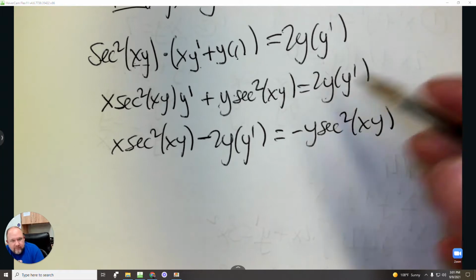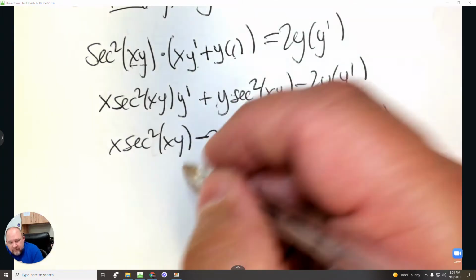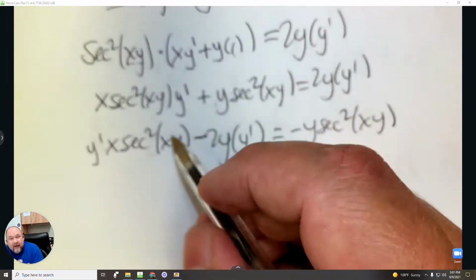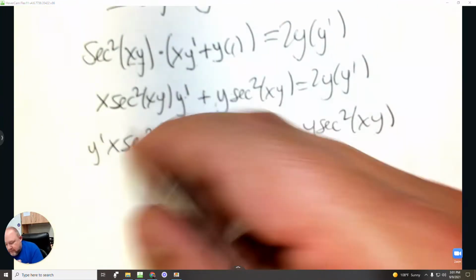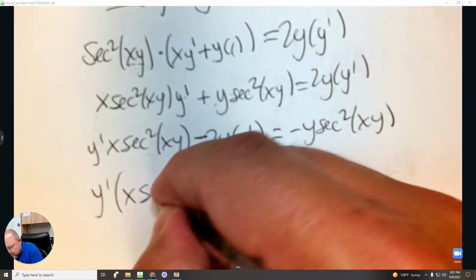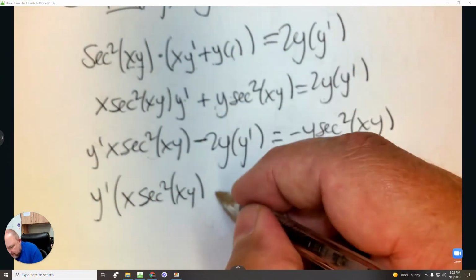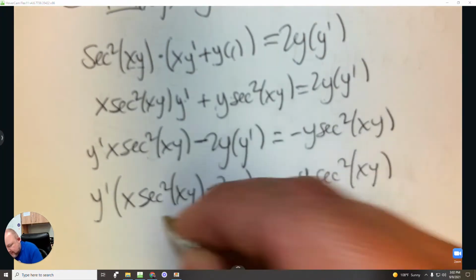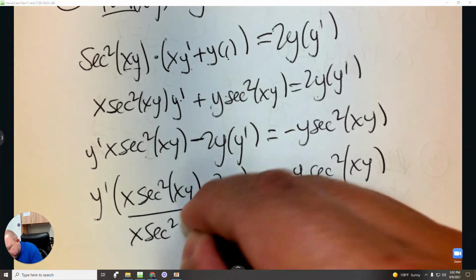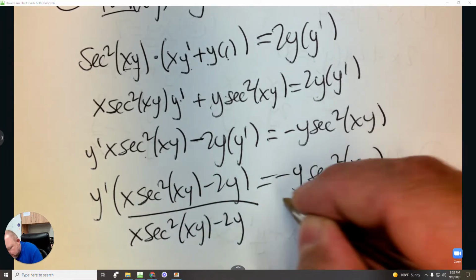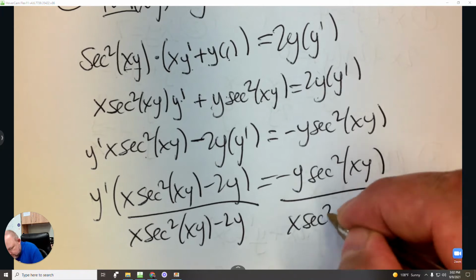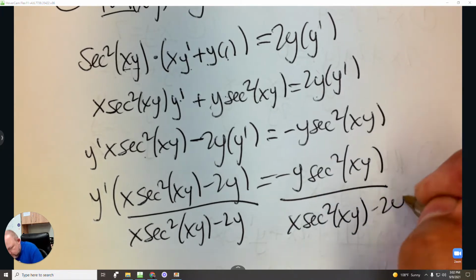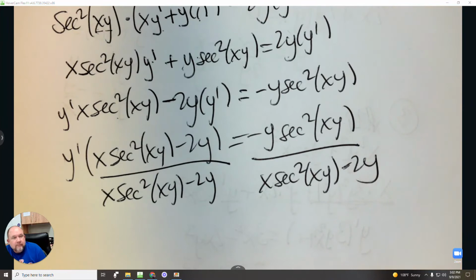Now I'm going to factor. So I'm going to factor out a y prime. Oops, I forgot. There's a y prime here. I'm going to factor out a y prime. So I'm left with x times secant squared xy minus 2y. And then the last step is to divide. And there's your answer. Number 6.